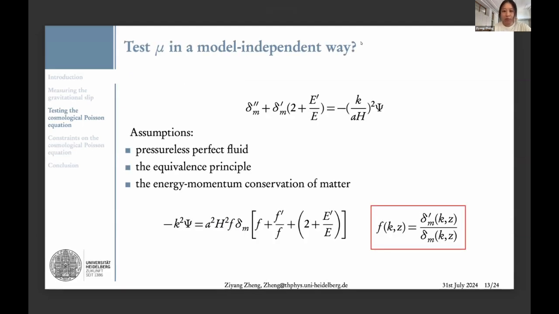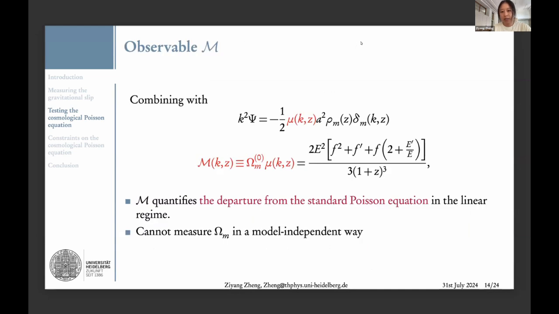So is it possible to test mu? We found that if we combine the perturbation equation for the matter density contrast, based on some general assumptions that are the same as before, with the modified Poisson equation, then we are finally able to extract this combination of parameters, omega m0 times mu, with the right-hand side depending only on the growth rate f and the expansion rate E. This M function quantifies the departure from the standard Poisson equation in the linear regime.